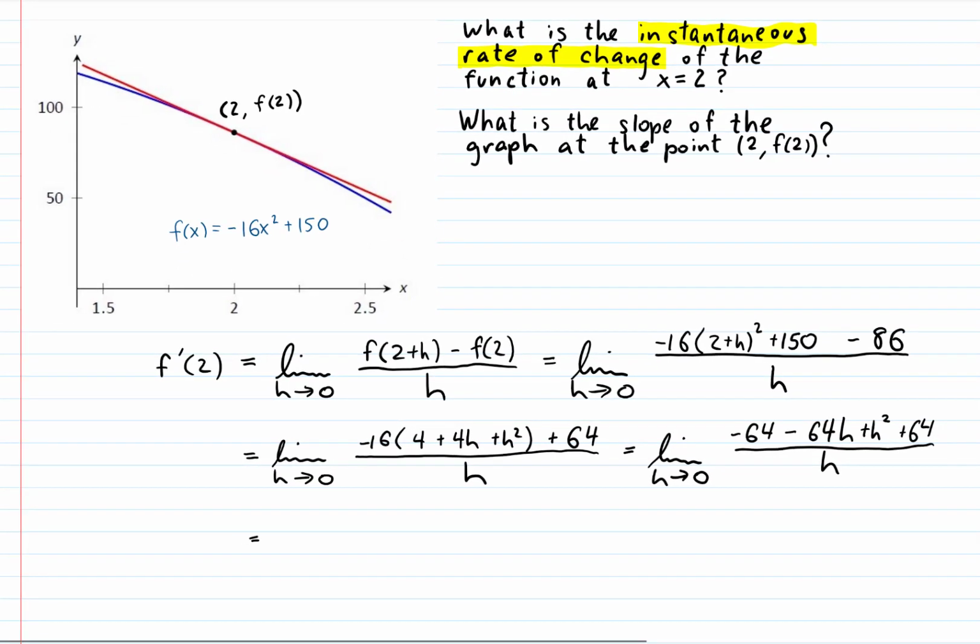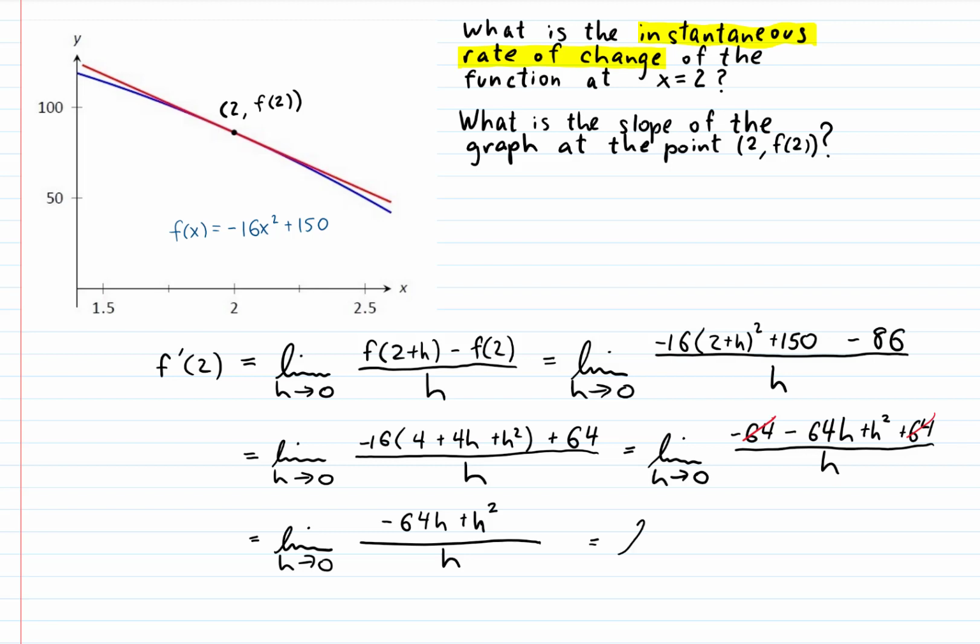And that ends up being super important, because since the 64s cancel out, what we're left with on the top is negative 64h plus h squared over h, because the 64 is canceled. Now, that's super important because you notice that on the top, every term has an h, right? So that means I can factor h out on the top.